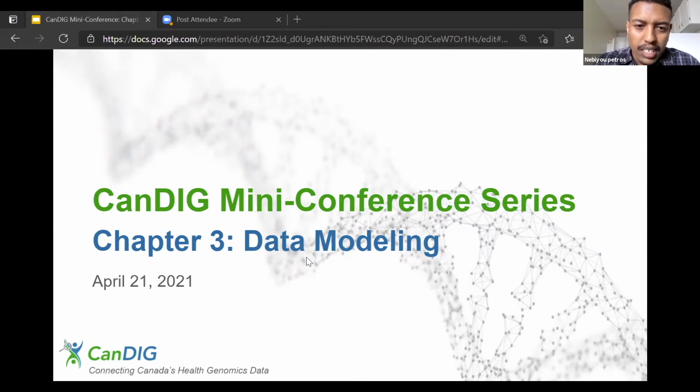My background is, I have a clinical background, specifically in patient care and communicable disease surveillance. So today I'll be talking about mCODE, which is the minimal common oncology data model.